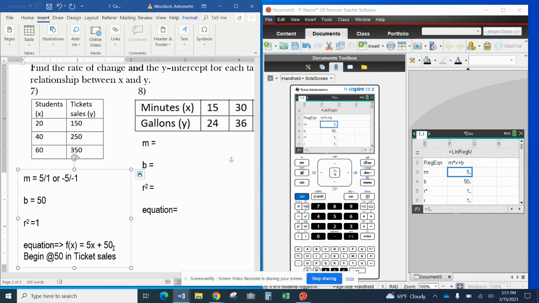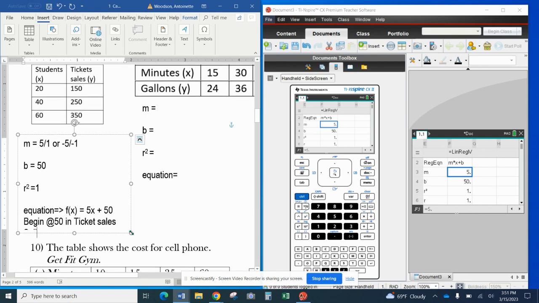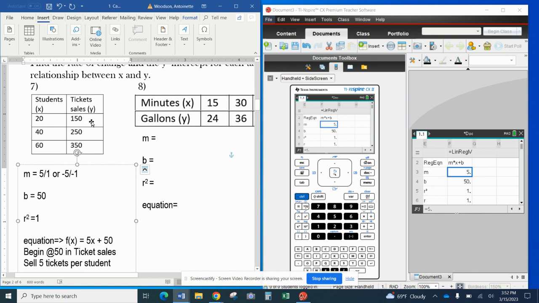And I know that we sell, let me move this up so we can see our text box here. And I know that we sell 5 tickets per student. Okay? This is extremely important. When you are given a table, you need to be able to interpret the information, because they're going to give you scenarios based on tables and equations, and you need to be able to interpret those correctly.